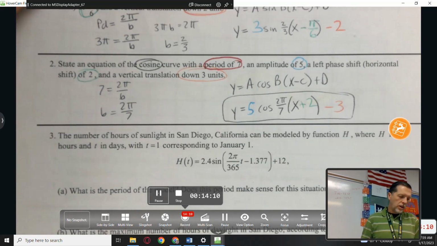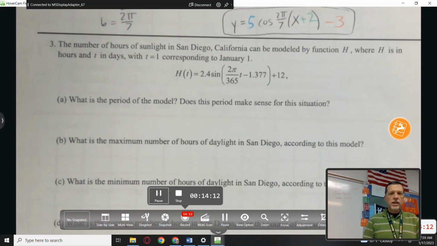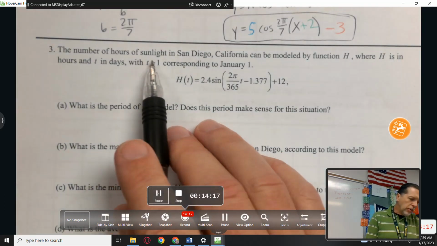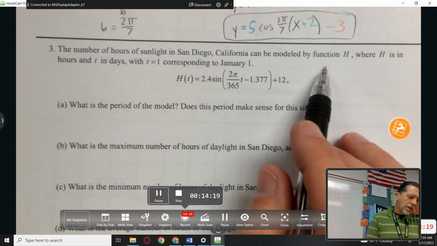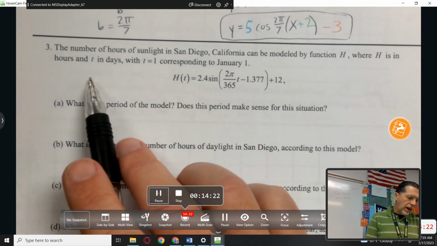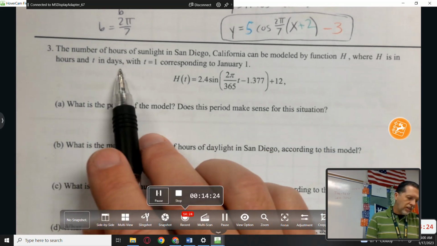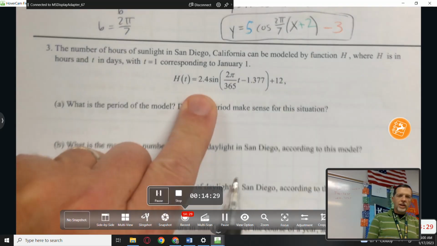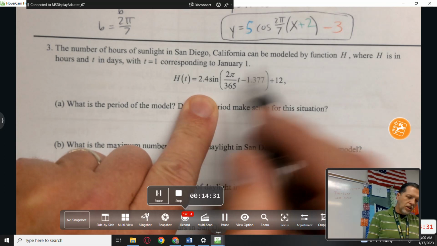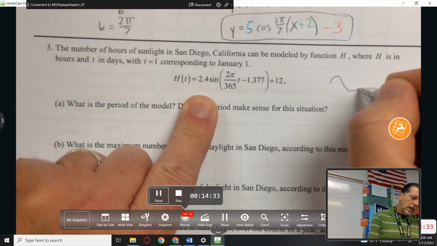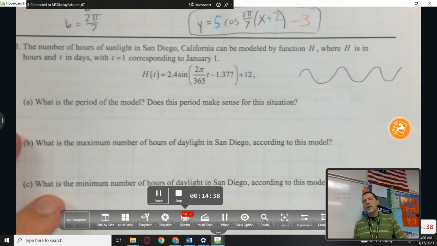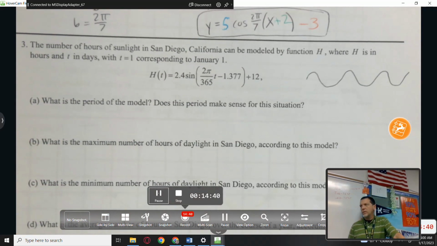All right, number 3, a word problem here. It gives us the equation, so hopefully we can figure this out. The number of hours of sunlight in San Diego can be modeled by a function h, where h is in hours, t is in days, t equals 1 corresponds to January 1st. So we got some sine wave with all these different changes to it. Let's first just see if this makes sense. There's a sine wave, and that does correspond with the hours of sunlight any particular city gets, right?